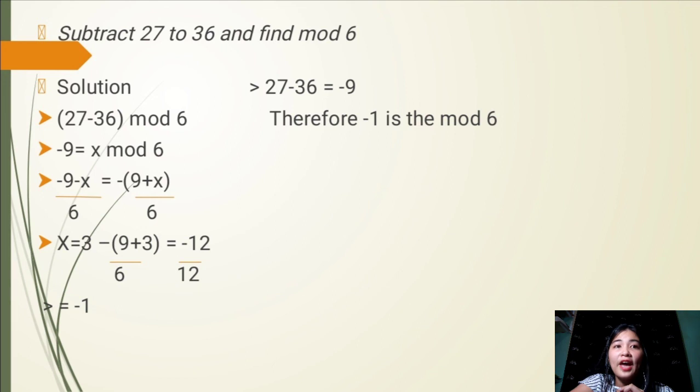In this case, we find that when x is equal to 3, we substitute the value: negative 9 plus 3 over 6 is equal to negative 12 over 12. If we divide negative 12, the result is negative 1. Note that negative 1 is an integer. Therefore, negative 1 is the mod 6.